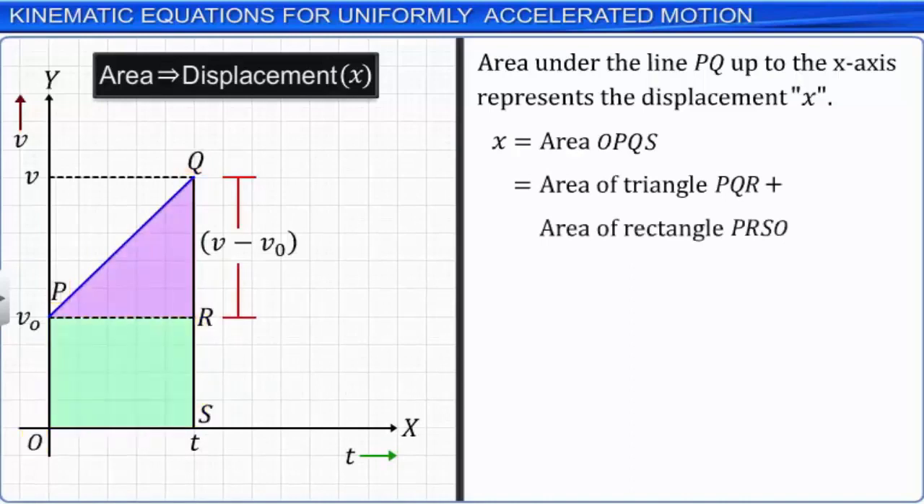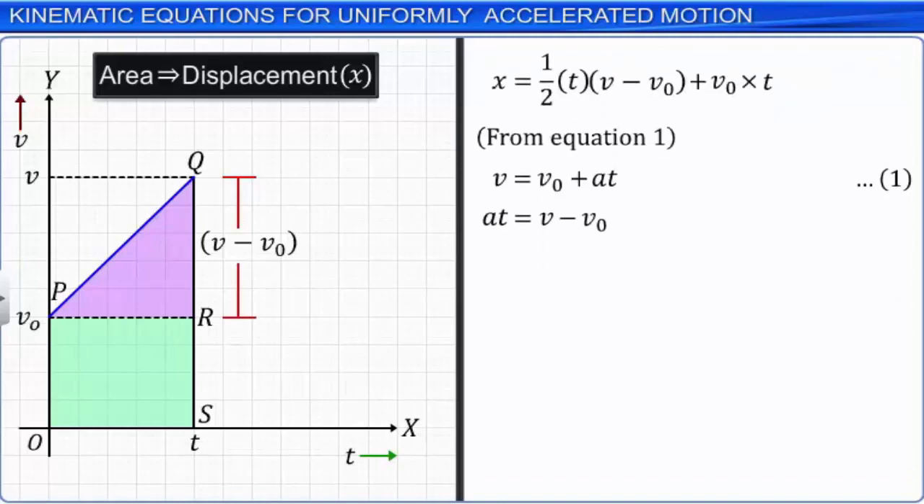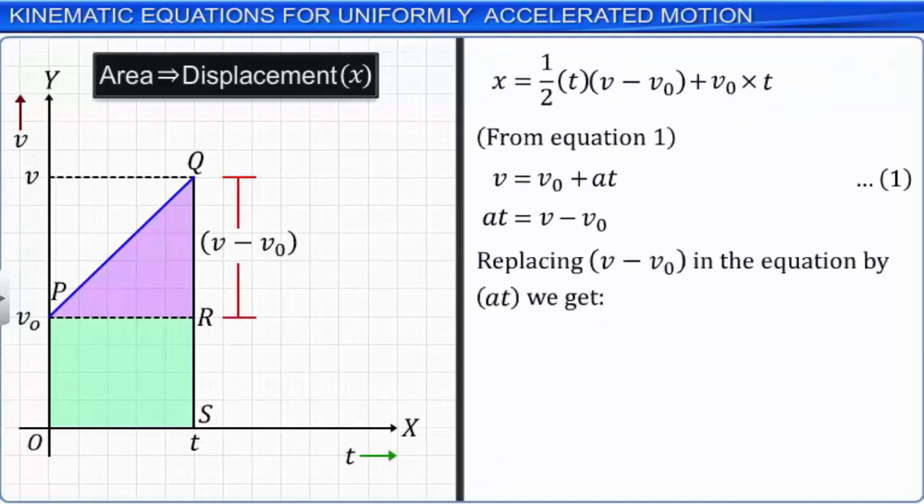From equation 1, the value of v is the sum of v naught and the product of a and t. Here, the product of a and t can be derived as the difference between v and v naught. Now, replacing the v minus v naught in the equation by a t, we get x is equal to v naught into t plus half at square. This is equation 2 of motion.